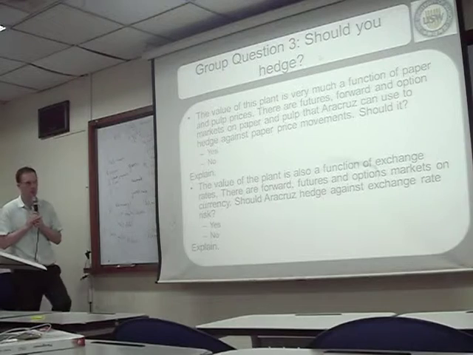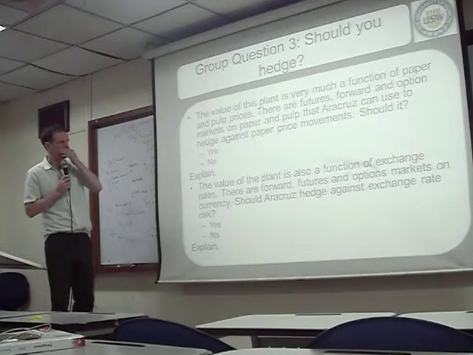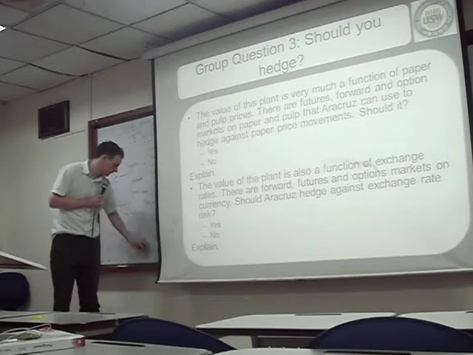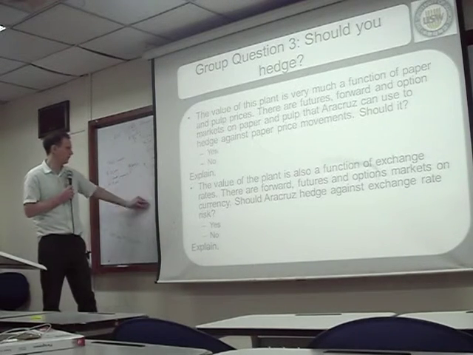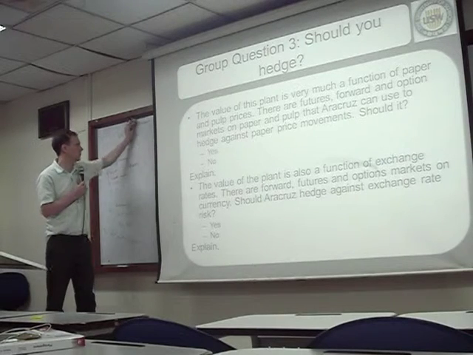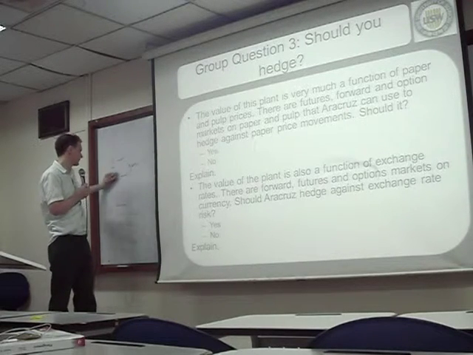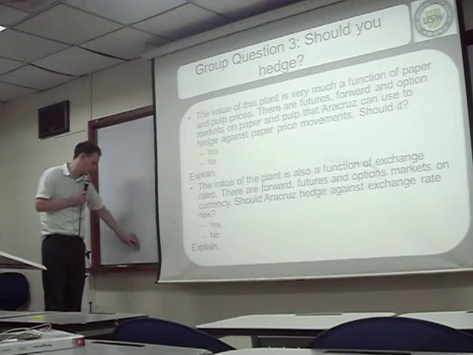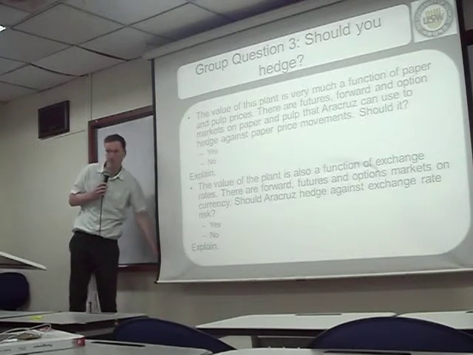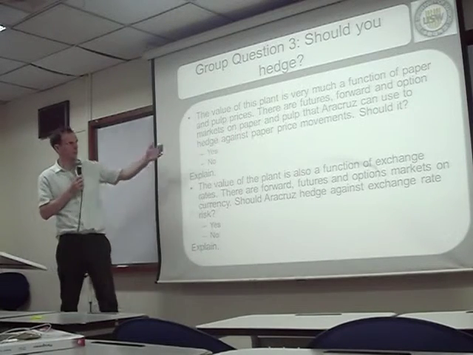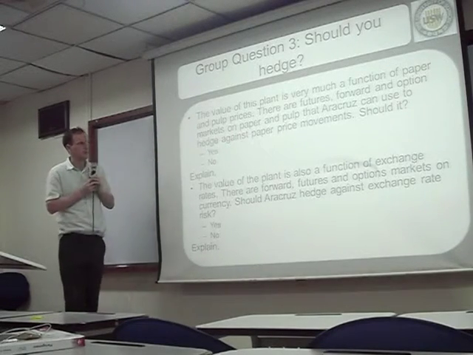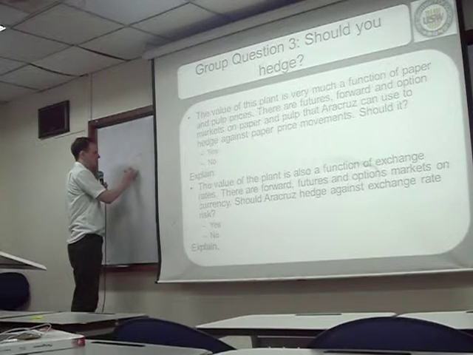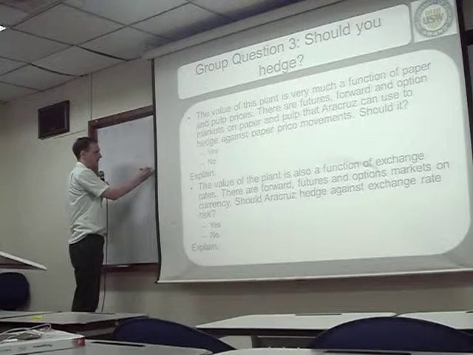Hedging, we should explain about that a little bit. So hedging means that we try to deal with the risk by making a kind of insurance. Do you understand insurance contract? So in this case, the company has two main types of risk, the paper company. One is the pulp prices, okay? Pulp price is their main cost. Their main cost is pulp, okay?